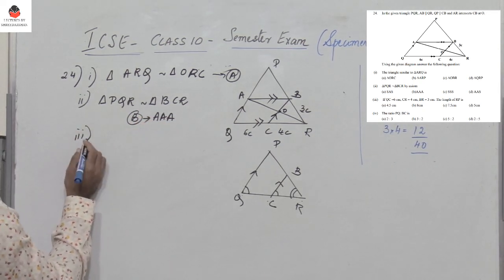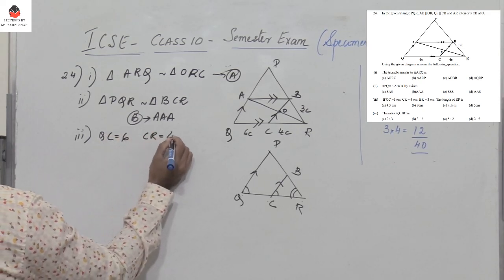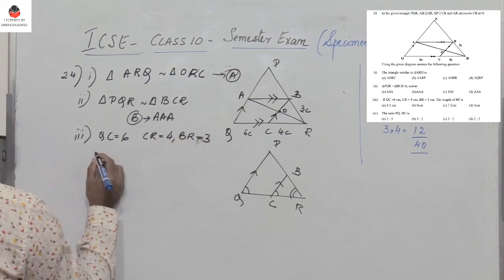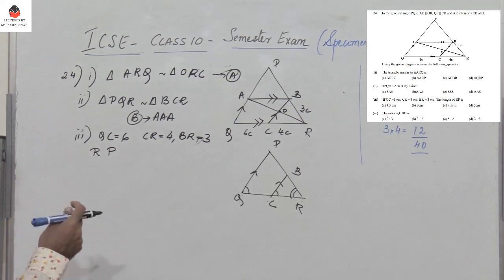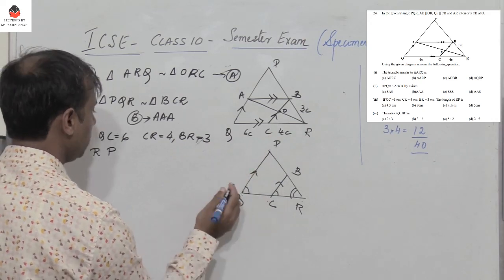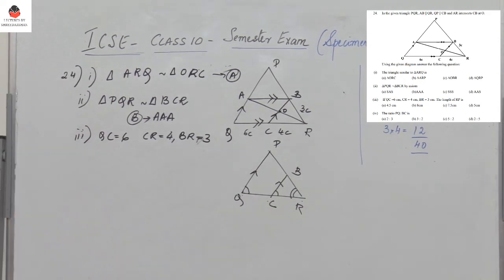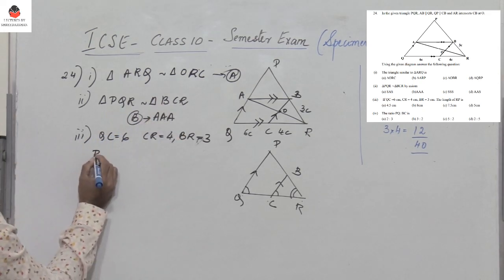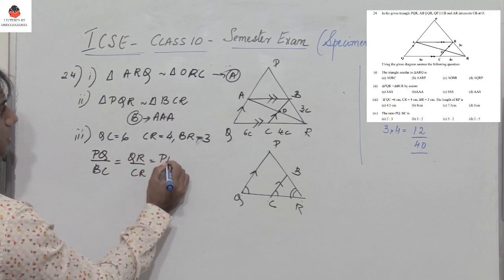Third one, if QC is of length 6 and if CR is of length 4 and BR is of length 3, then what is the length of RP? Okay, so given QC is 6, CR is 4. So we know that these two triangles are similar. Now we know that triangle PQR is similar to triangle BCR. Now if that is the case, PQ by BC is equal to QR by CR is equal to PR by BR.